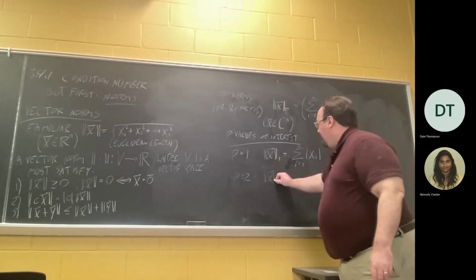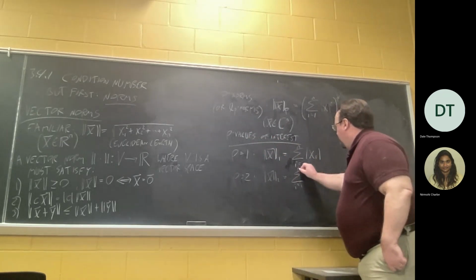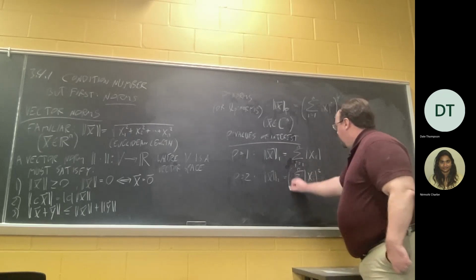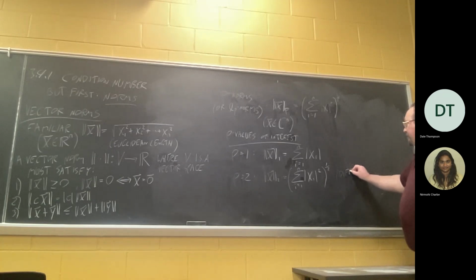P equals 2. That's what we've already seen. That's Euclidean length. Often this one is preferred because in general, a norm is a continuous function of the components of a vector. But when it's a 2 norm, we can go further and say that the 2 norm is a differentiable function of the components, which is nice if you're trying to find a minimum or maximum of a 2 norm, using techniques from calculus where you take a derivative, set it equal to 0 and all that good stuff.